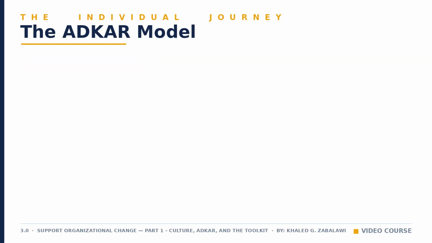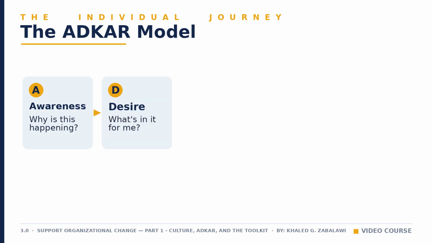Organizational theory and the readiness matrix look at the whole group. ADKAR zooms in on one person's journey through 5 sequential states. The first state is awareness. Does the person understand why the change is needed at all? Skip this, and every later step is built on sand, because people who do not understand the why rarely commit to the how.